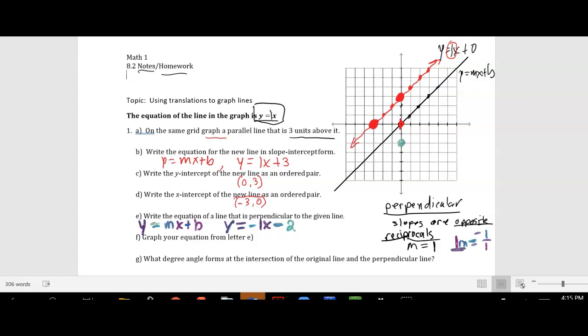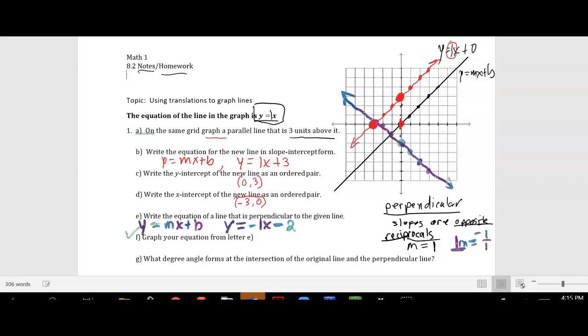Then I'm going to count off that slope of negative 1. So from this point, negative 1 as a slope would give me down 1, right 1, down 1, right 1, down 1, right 1. When we connect this, we also said we could go up 1, left 1, up 1, left 1. So now when we connect this, the line should be perpendicular to the other line.